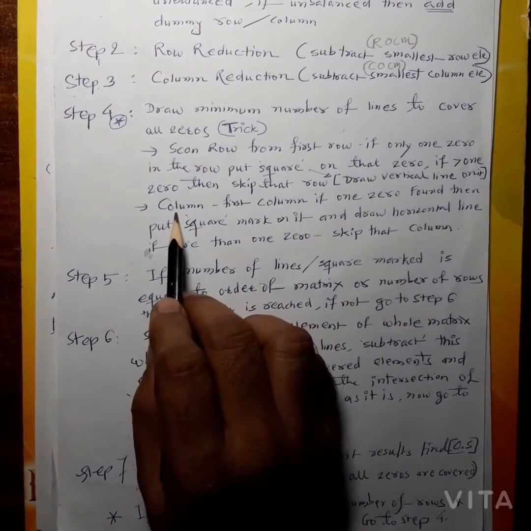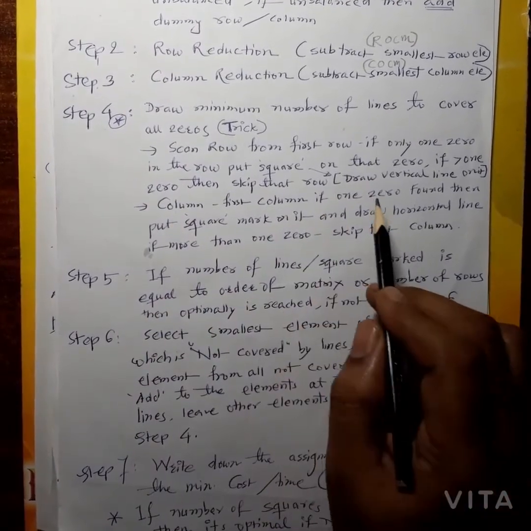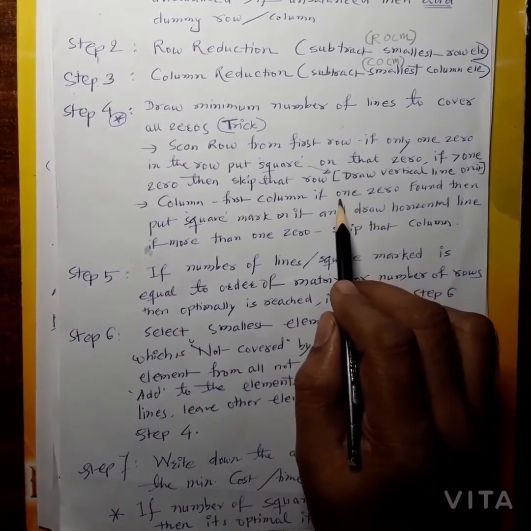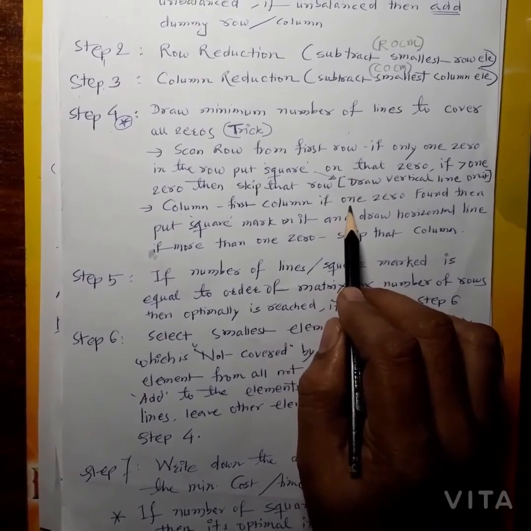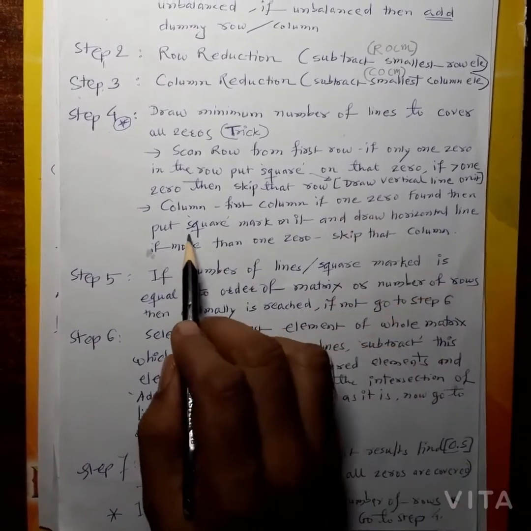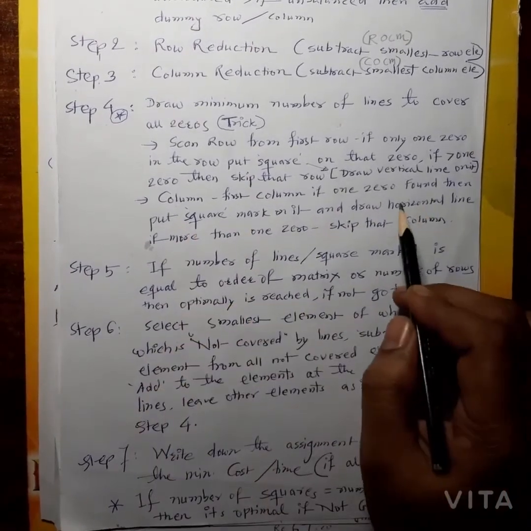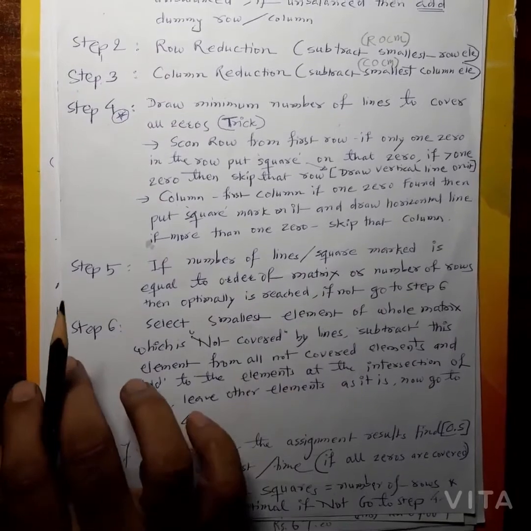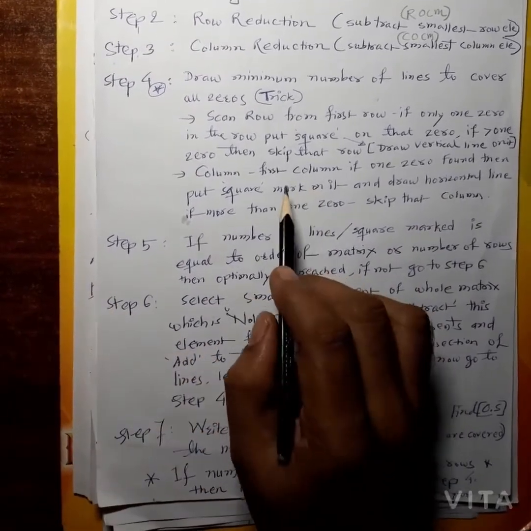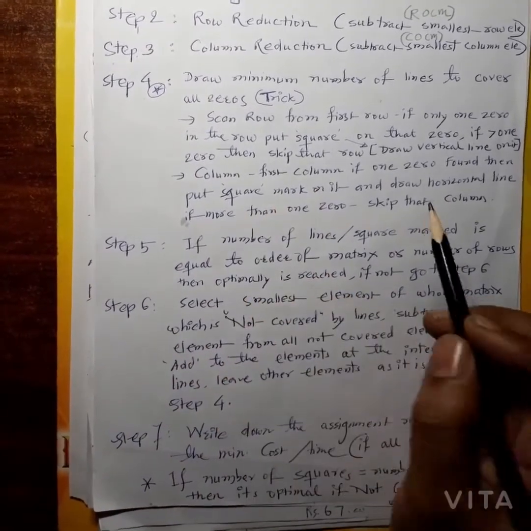Now in case of column, similarly check for one zero. If you found one zero, just put a square mark on it and draw a horizontal line passing through that square. Now if you found more than one zero in a column, just skip that column.